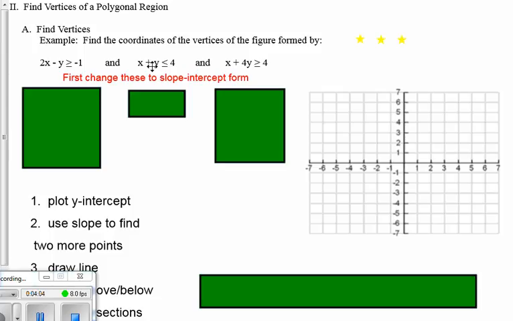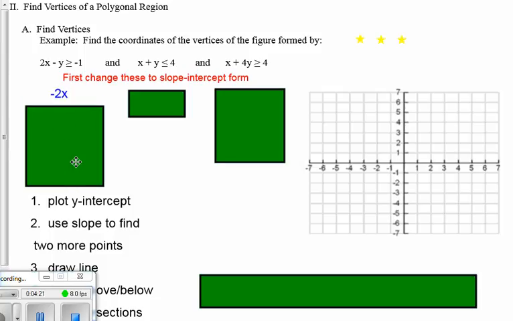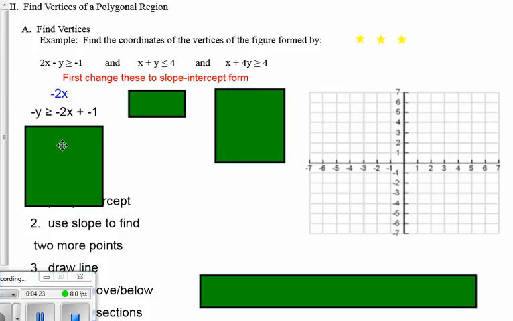Okay, so the very first thing to do with our inequalities is change them into slope-intercept form. If we look at our first one, we have 2x minus y is greater than or equal to negative 1. If we're trying to move it into a y equals mx plus b form, we need to get rid of that 2x first. That'll leave us with negative y is greater than or equal to negative 2x plus negative 1.